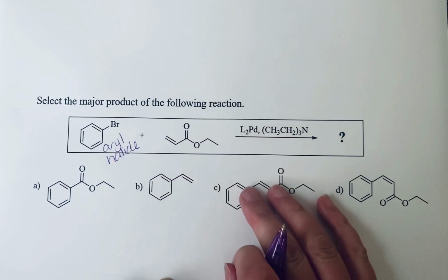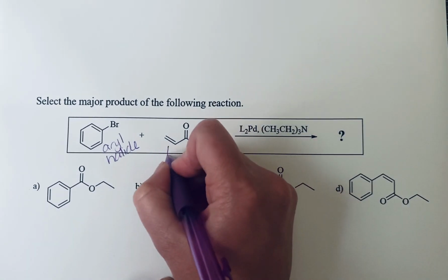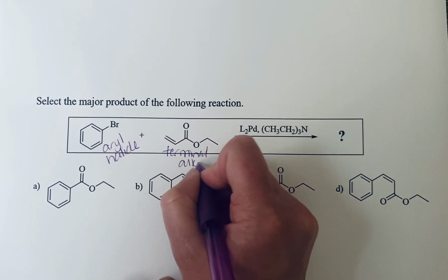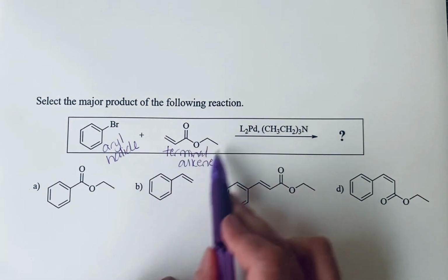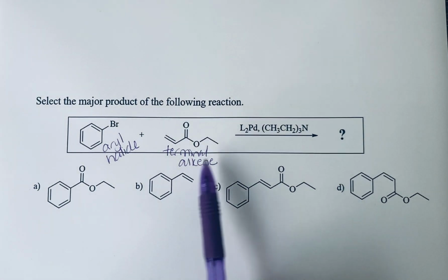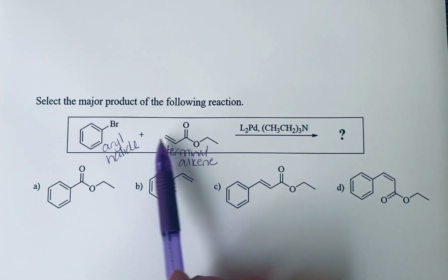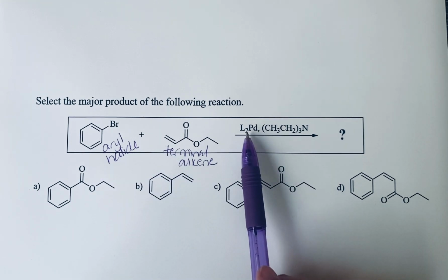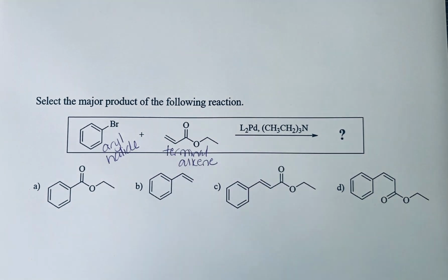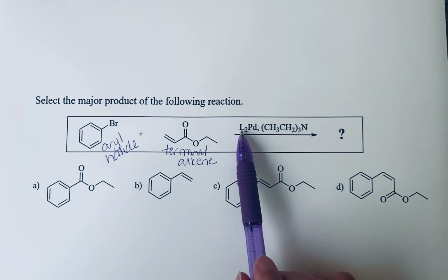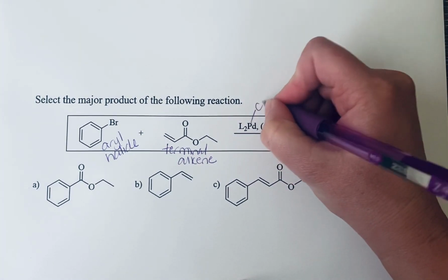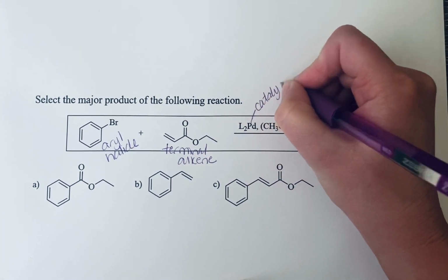So it is the terminal alkene that is going to be important for this reaction. The ester is electron withdrawing, which does help the reaction take place, but we're going to focus our chemistry on the alkene. And so we're going to see that we're bringing this together. L2 is generically saying we've got two ligands, so two things attached to this palladium. And so that palladium is the catalyst for the reaction.